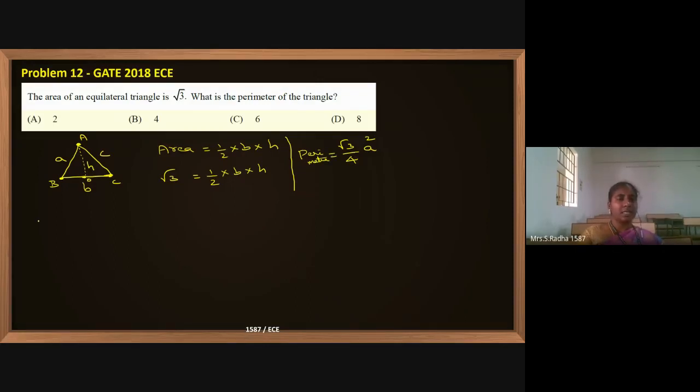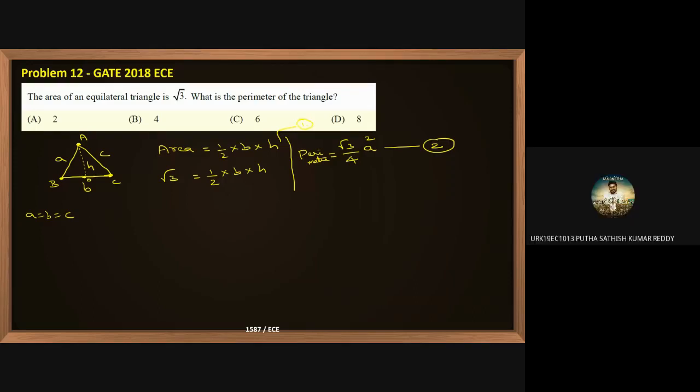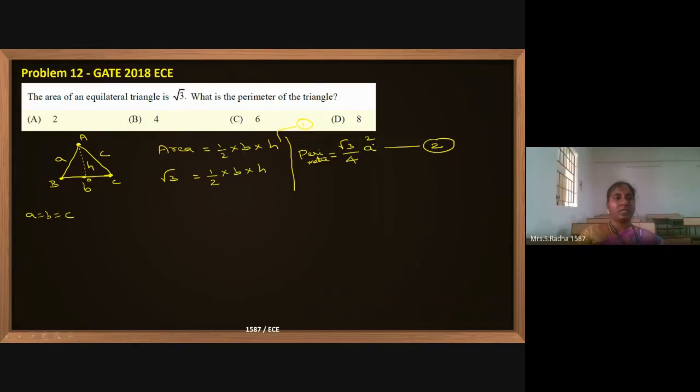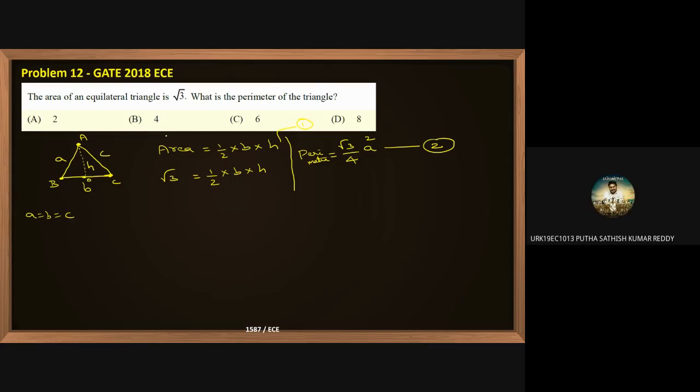All three sides are equal, A, B, C, so at least one value we should know, only then we can put it in equation number 2. Equation 1 I am taking for the area of the equilateral triangle. The area of the triangle is root 3 by 4 A square. If we equate it to root 3, we will get the value of A, and the perimeter is 3A.